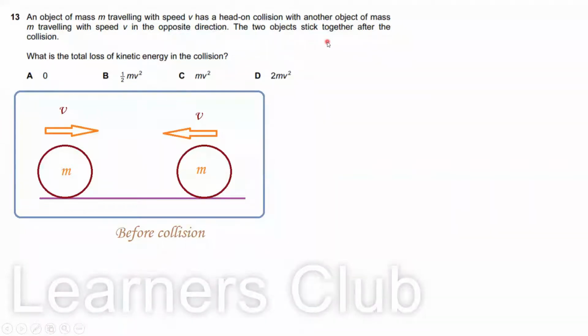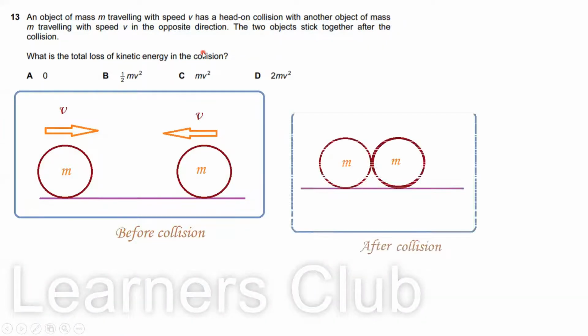The two objects stick together after the collision. What is the total loss of kinetic energy in the collision? As you can see, we don't know the final velocity, whether they stick together and stay stationary or whether they are moving with another speed. We need to find the loss in the kinetic energy, so we need to know the final velocity.